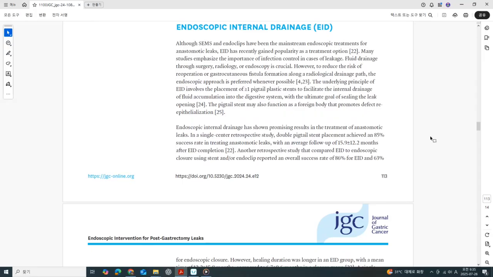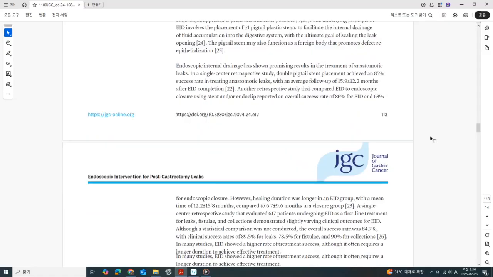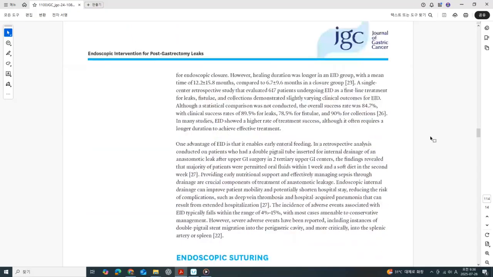What are those big advantages then, especially for the patient's recovery? Well, a huge one is enabling early feeding. Some studies show patients starting fluids within a week, a soft diet in 2 weeks. That's massive for nutrition and recovery. Absolutely. It's also very effective at managing sepsis, that dangerous infection. Yeah. And because it's endoscopic, it's less invasive, patients can often get moving sooner, potentially shorter hospital stays, fewer risks like blood clots or hospital pneumonia. It really shifts the recovery dynamic. Sounds like a really patient-centric approach.